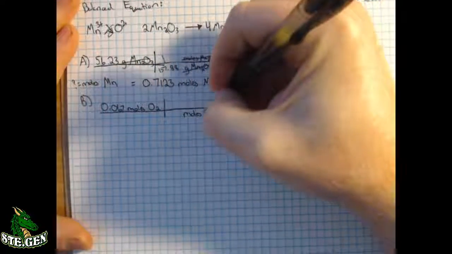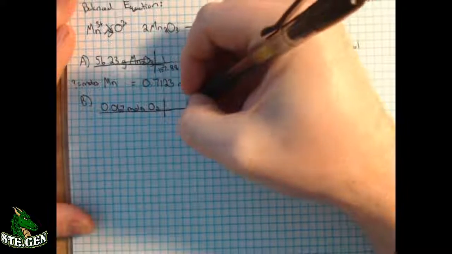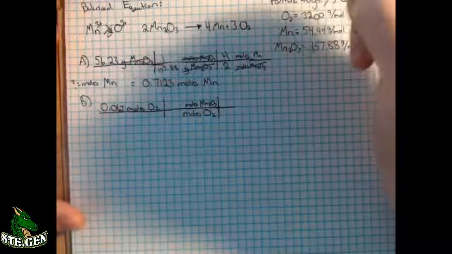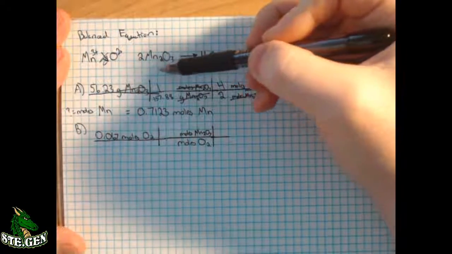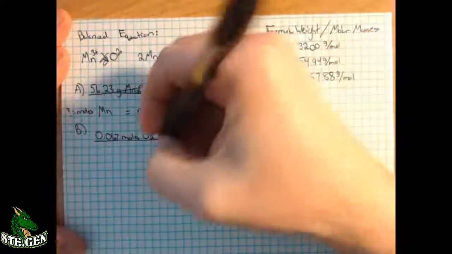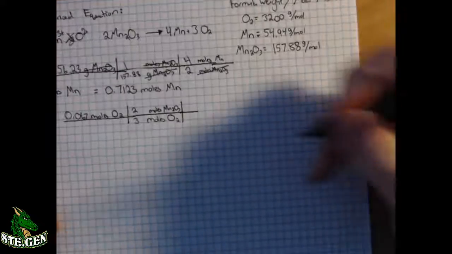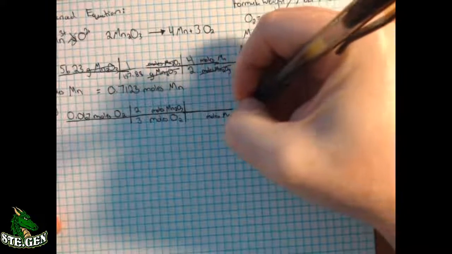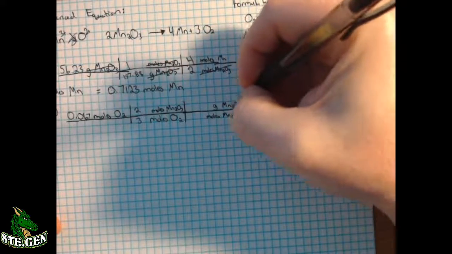And if we want to get rid of moles of O2 and turn that into moles of Mn2O3, going back to our balanced equation from earlier, 2 Mn2O3s will give us 3 O2s. So that is a 2 to 3 mole ratio. And now that we have them as moles of Mn2O3, we can convert that into grams of Mn2O3, because that's what the question wants.